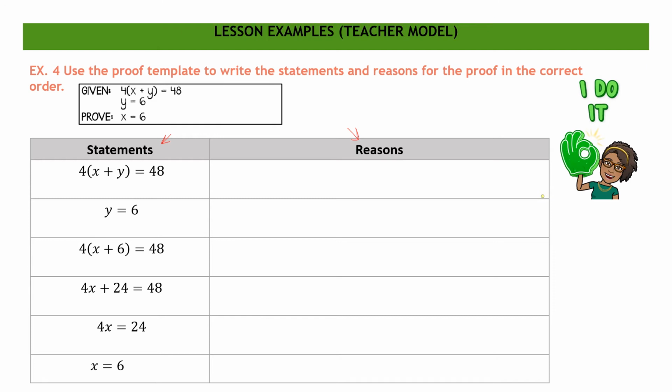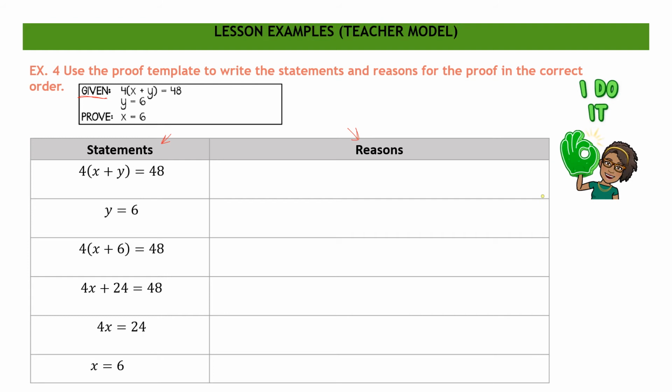In this proof, we are given some information. The information that they give us is this equation here of 4 times the quantity of x plus y equals 48. And they tell us some other information, that the value of y is equal to 6. And they want us to prove that x equals 6. So this is very similar to solving an equation, but now we're going to use the properties of equality from the previous example to show you how to solve this using a proof.